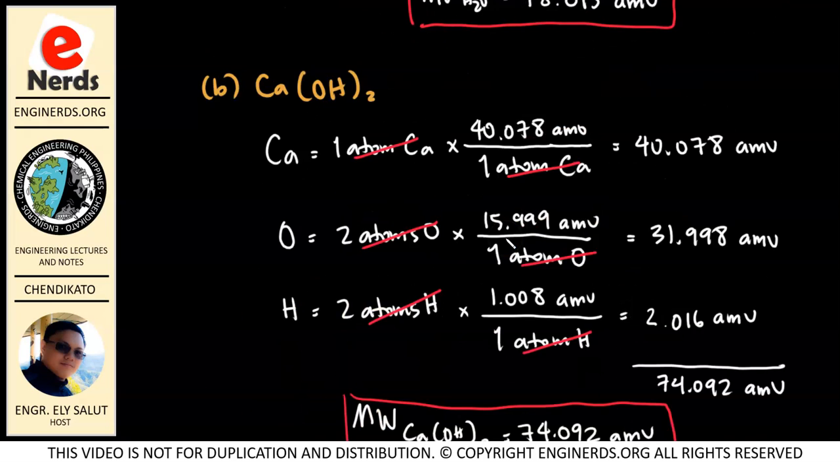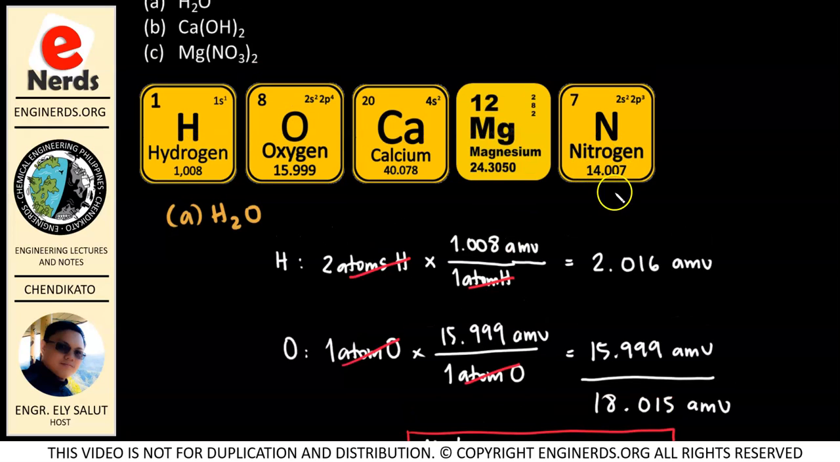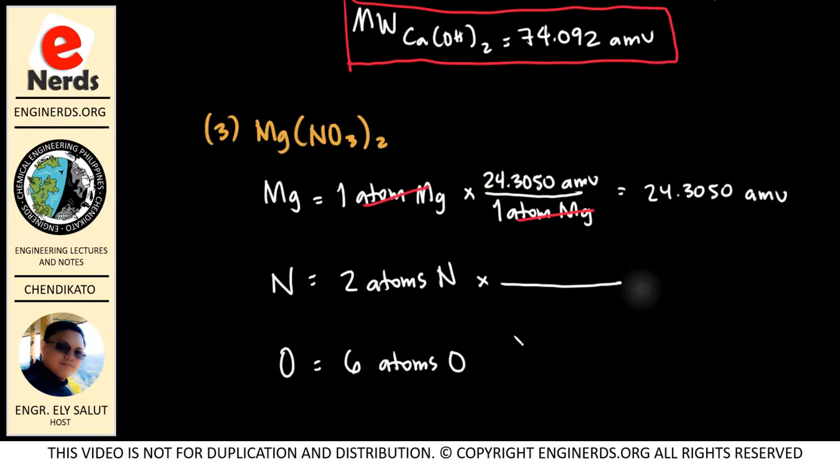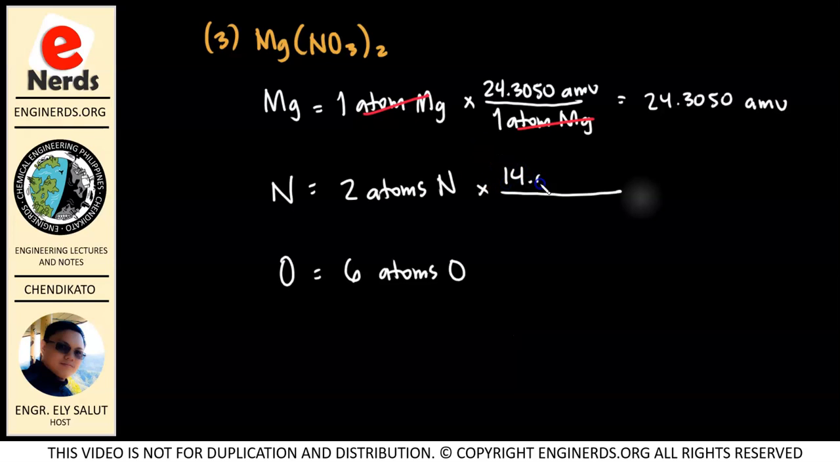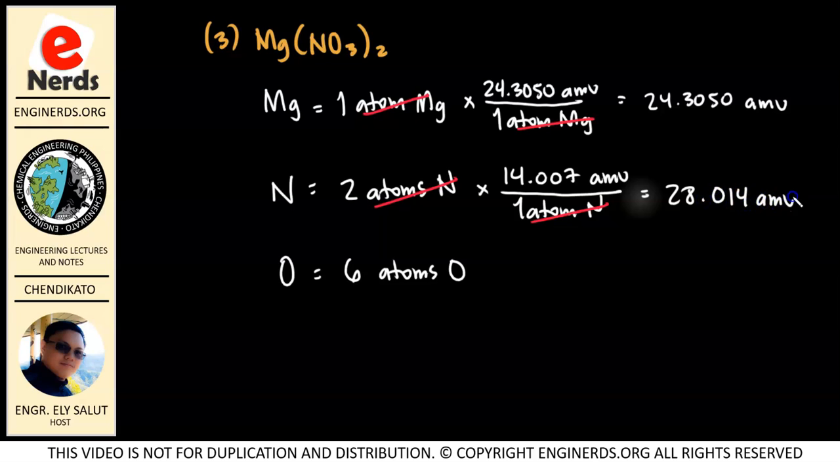Okay, now for our nitrogen, we need again to look at our periodic table. So, for every 1 atom of nitrogen, we have 14.007 atomic mass unit. So, again, looking at this, makikita natin that our atom of nitrogen will be cancelled out. So, now we have 2 times 14.007 will be equal to 28.014 atomic mass unit.